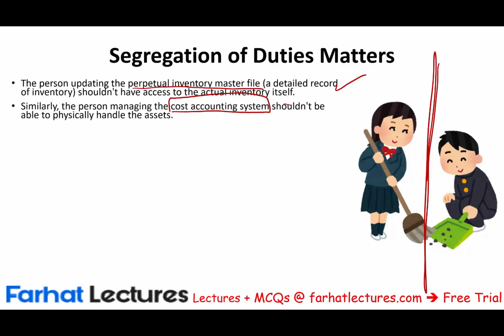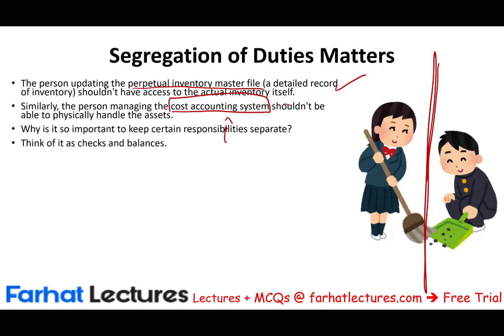Whether it is integrated or kept separately, the person in charge of the system should not have access to the asset, and should not also be able to change the other system as well, the accounting information system. So this is what we mean by segregation of duties. We need to keep things separate. Now, why? Think of checks and balances.